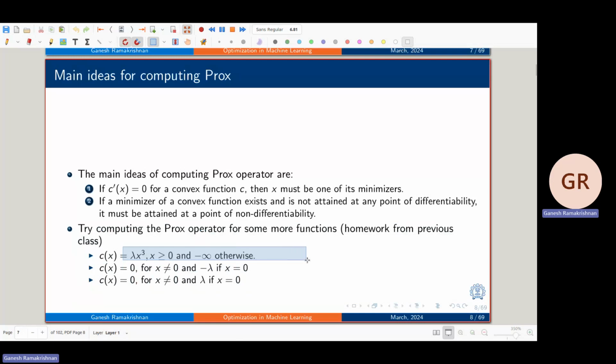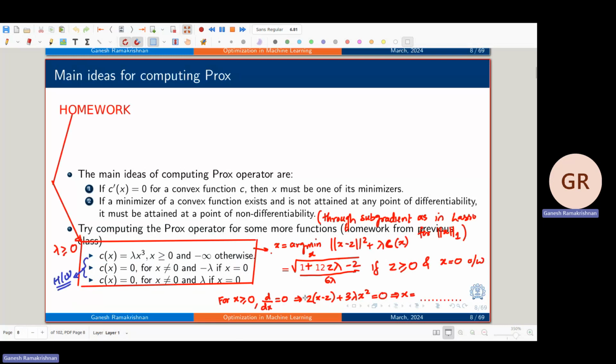I mean, lambda x cube if x is greater than or equal to 0 and minus infinity otherwise. Is it sparsity inducing? X greater than or equal to 0 gives you lambda x cube. Not at all, right? It's not even having the traits of the one norm of x. So these should be very simple. In fact, here's the answer.